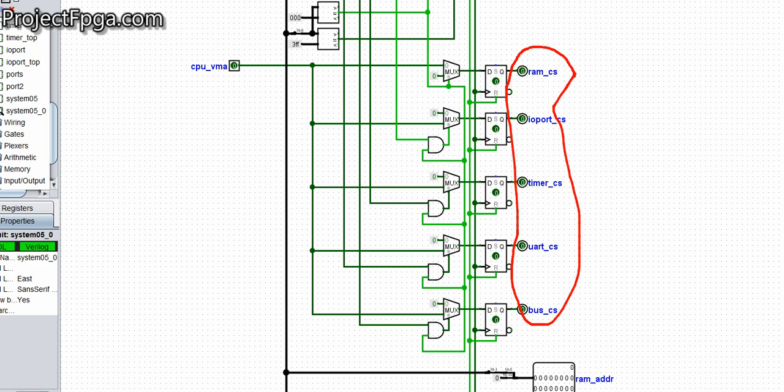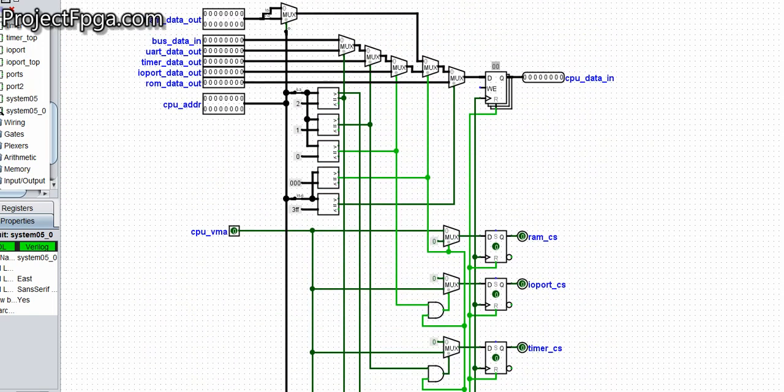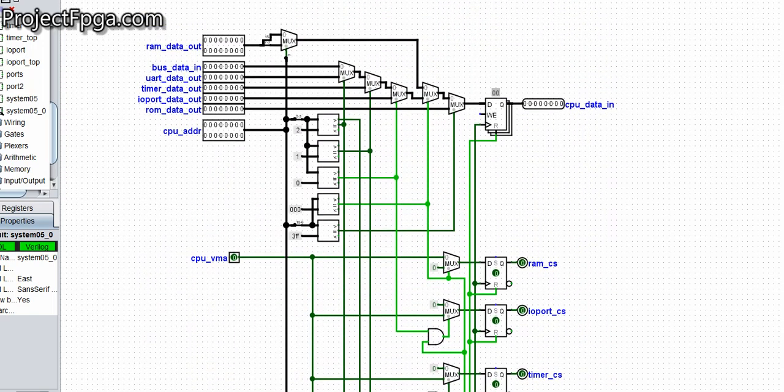So, and it's also the job of the control unit to select which of these peripherals the CPU wants to read from. So this is basically what the control unit does. It selects which peripheral to send CPU data to and which peripheral to read CPU data from. So I'll briefly explain how this is done.